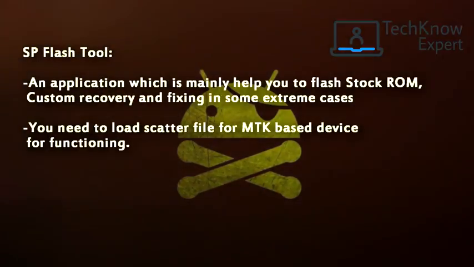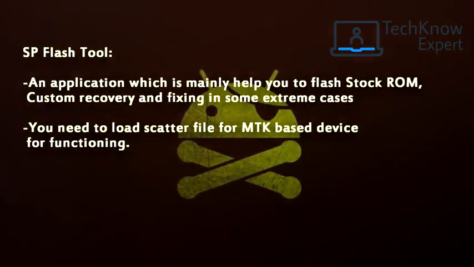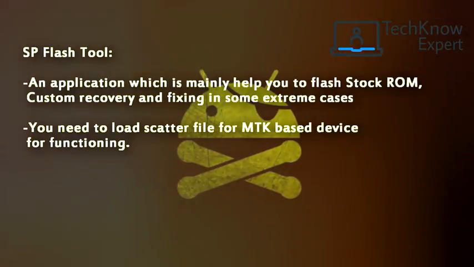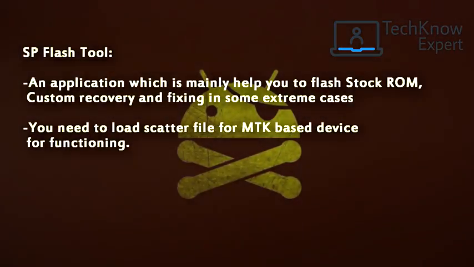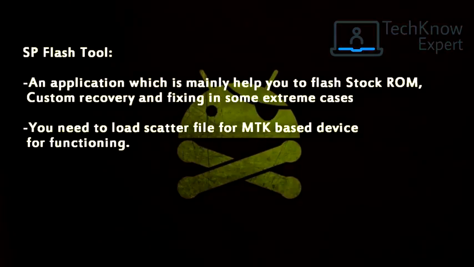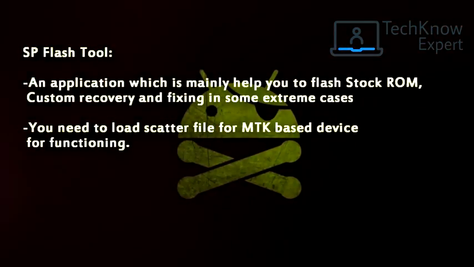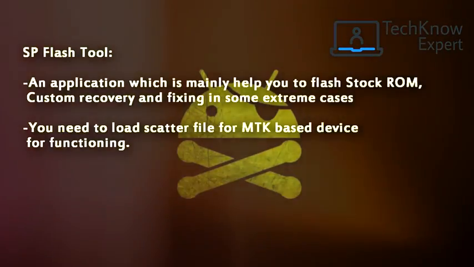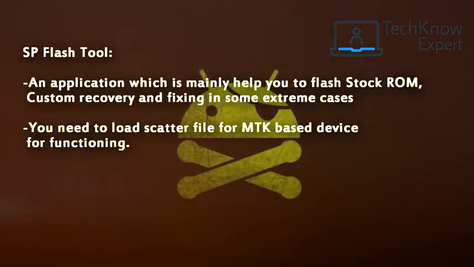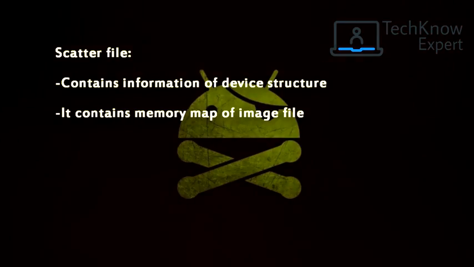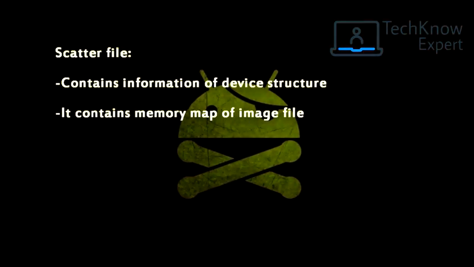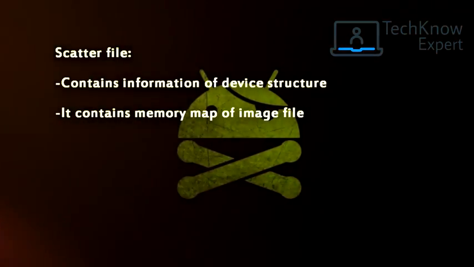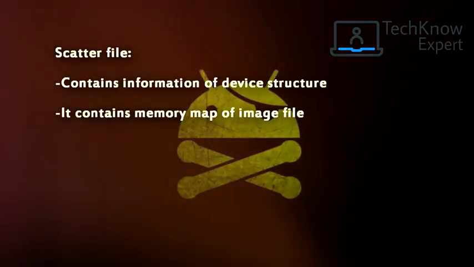SP Flash Tool. SP Flash Tool is an application which mainly helps you to flash stock ROM, custom recovery, and fix devices in some extreme cases: firmware update, flash recovery, bricked Android device, etc. You need to load a scatter file for MTK based devices for it to function. Scatter file. A scatter file contains info of the device structure. It contains the memory map of the image file.